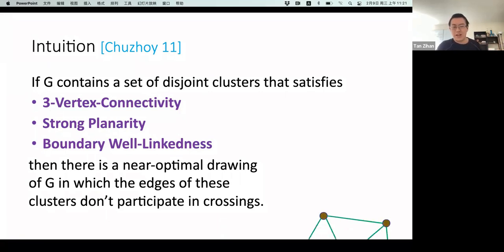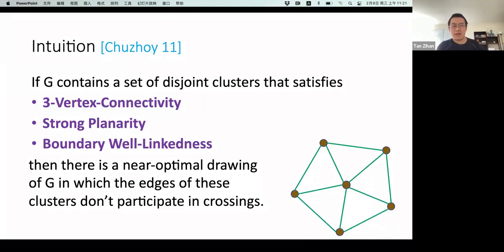So what are they? If this is a cluster, 3-vertex connectivity means the cluster is 3-vertex connected. So basically, for every pair of vertices, there are 3 node-disjoint paths connecting this pair of vertices. And strong planarity requires that it is a planar cluster. So it is a 3-vertex connected planar cluster.